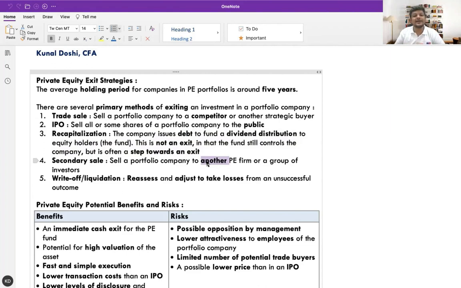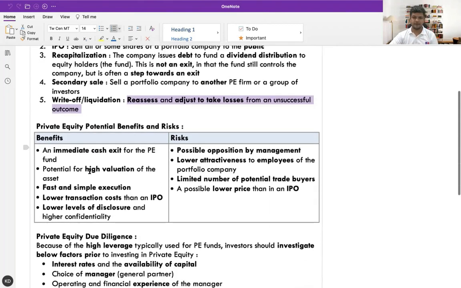And then what is the next one? Write off or liquidation. When will you write off or liquidate the company? When the company is doing great or when the company is about to shut? About to shut. Right. Not all investments are successful, so we reassess, adjust, take all the losses, and whatever is the remaining value we sell off. This is generally the value that you get from unsuccessful investments. So the most common are trade sales, selling to a strategic investor, or IPO. If not, then recapitalization. Secondary sale means selling to another PE investor, or if the company is already on the verge of shutting down, then write off or liquidate. Clear?